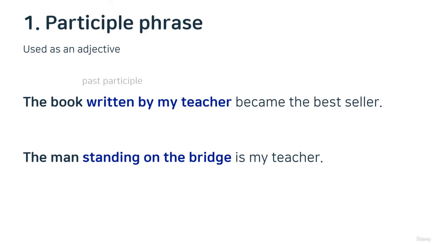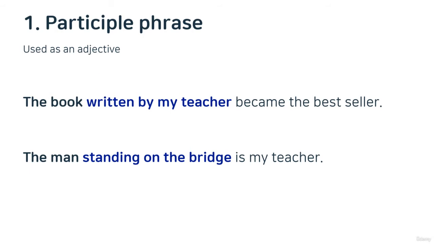Participle phrases that begin with a past participle generally have a passive meaning. So it often comes with a by plus noun structure, which acts as the agent to say who wrote the book. In the second sentence, the participle phrase is standing on the bridge, and this is again part of the noun phrase and modifies the head noun man. Participle phrases that use the present participle, the ing form, have a more active meaning as opposed to past participles that indicate a passive meaning.